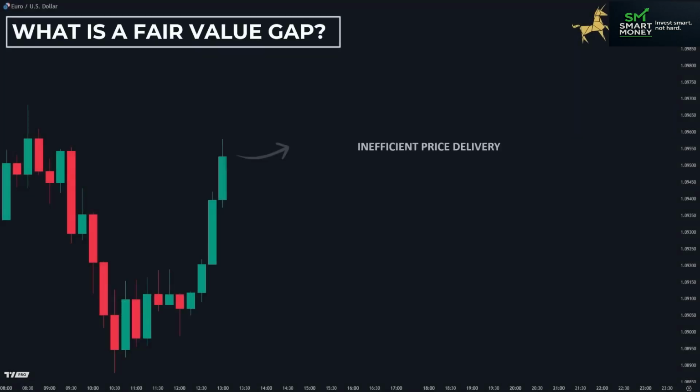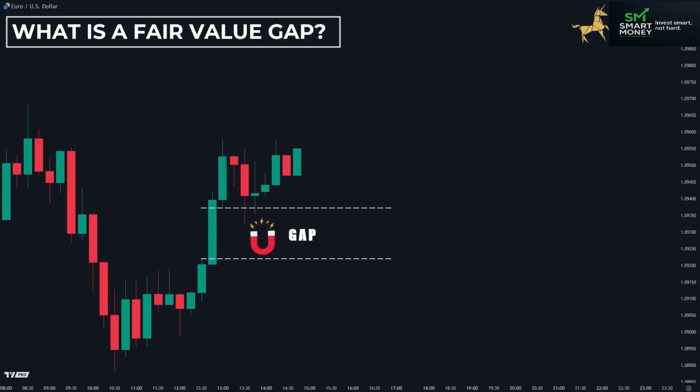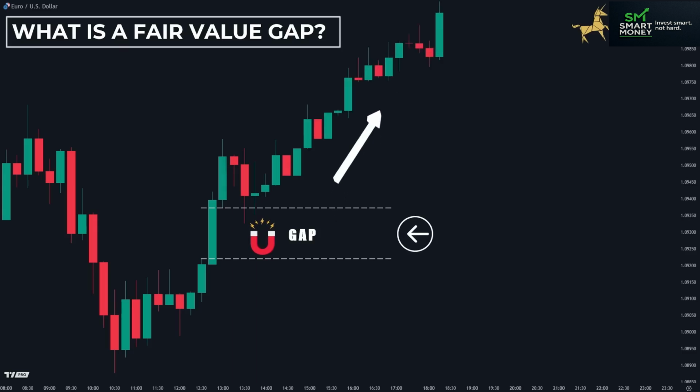First, what is a fair value gap? A fair value gap forms on the chart when there's inefficient price delivery. This usually happens when price moves rapidly in one direction without any significant pullbacks. This kind of move leaves behind liquidity voids and unbalanced price action, often appearing as a gap between candlesticks. These gaps act like magnets because price tends to revisit and fill or rebalance them over time. As a result, fair value gaps present high probability trade setups, since price often bounces after retesting them.